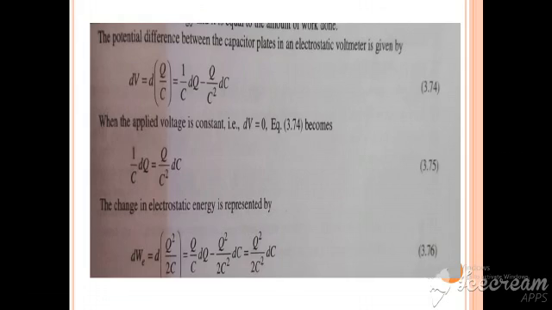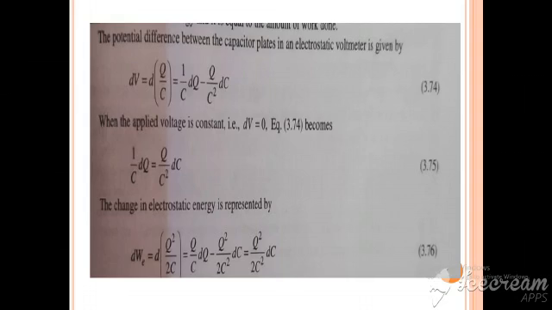The potential difference between the capacitor plates in an electrostatic voltmeter is given by dV equals d of q by C. So 1 by C is constant, so we can take 1 by C out of the differentiation. So 1 by C into dq minus q by C square into dC. When the applied voltage is constant, differentiation of a constant gives 0, therefore dV is equal to 0. Therefore equation 3.74 becomes 1 by C dq is equal to q by C square into dC.